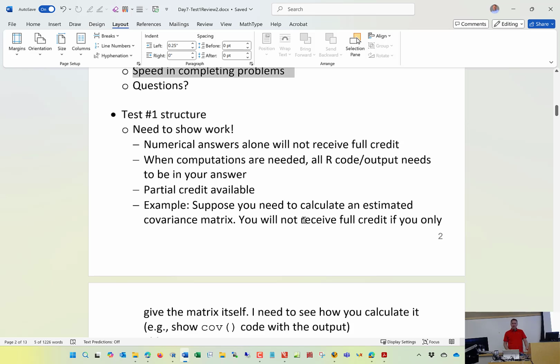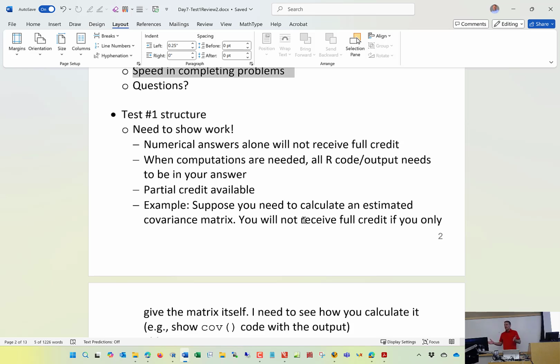Okay, so now the structure. Every single problem that requires a computation, you need to show your work. That could mean you type out a formula, or more often, you will need to show me all your R code and output that's used to do a calculation. The reason I require that is because I can give partial credit.